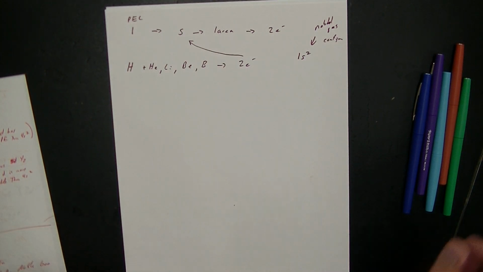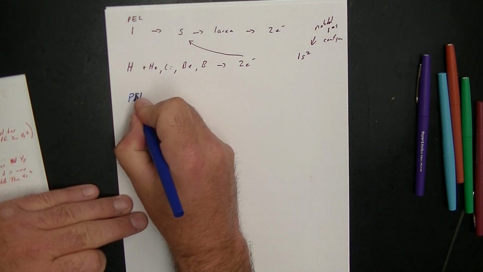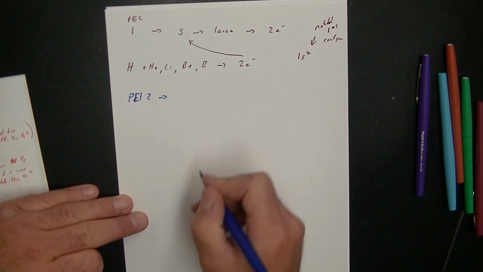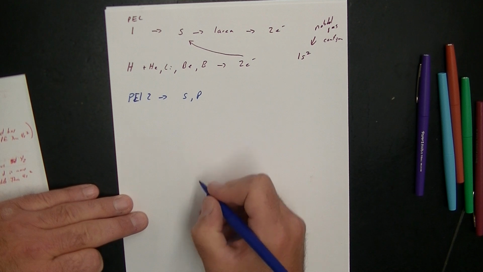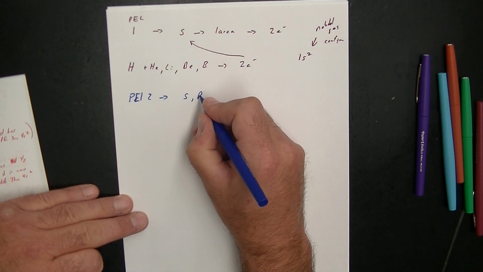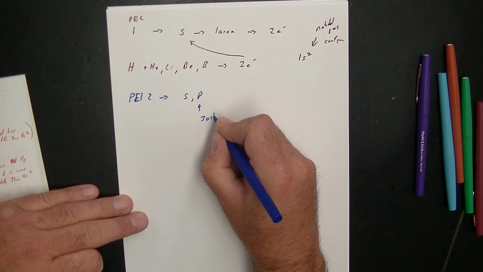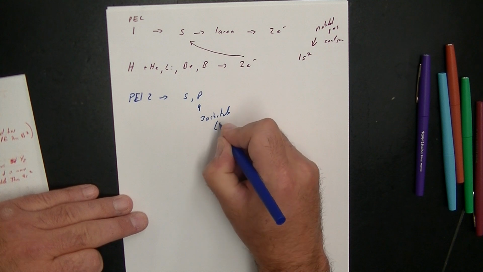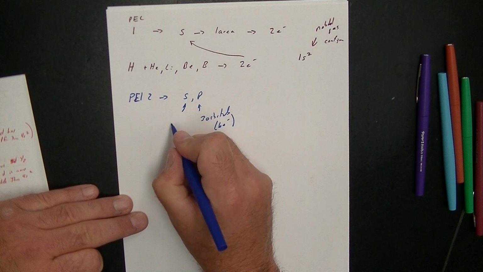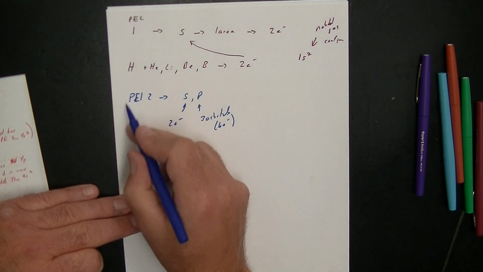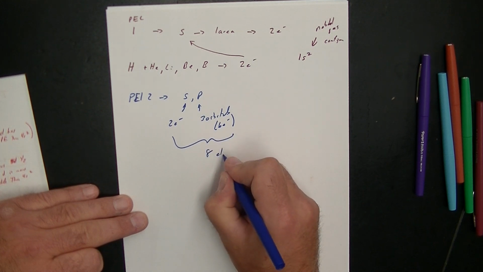Now, my second principal energy level, PEL2, has 2 sublevels. It has an S and it has a P. Now the P sublevel has 3 orbitals, so it will hold 6 electrons. This S will only hold 2 electrons. So my second principal energy level can hold a total of 8 electrons.